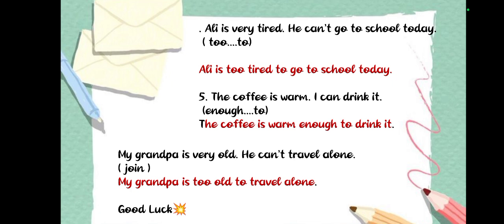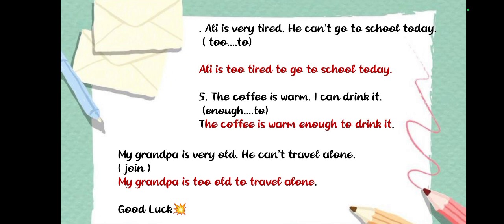Okay. Number two. The coffee is warm. I can drink it. Here I tell you the coffee is warm and I can drink it. So if I tell you I can, this is a positive meaning, of course. If we see can in the sentence, in this case we use enough, because here I mean a positive meaning. The coffee is warm, so I can drink it easily, right? So how can we make it? The coffee is warm enough to drink, and we cancel I can. The coffee is warm enough to drink it.